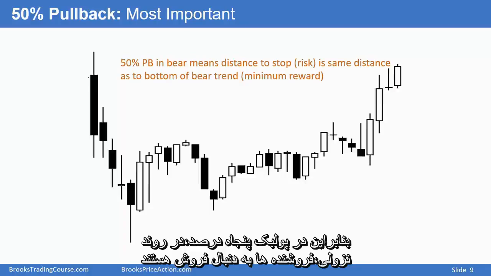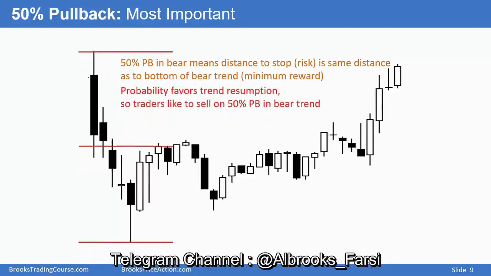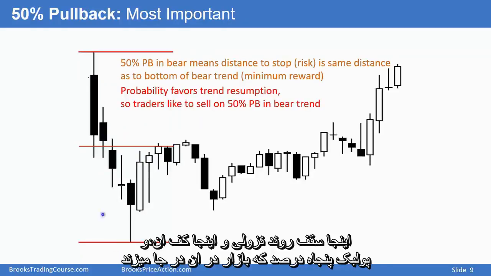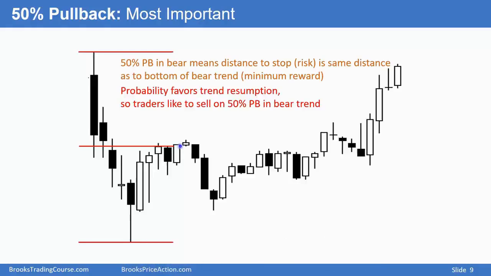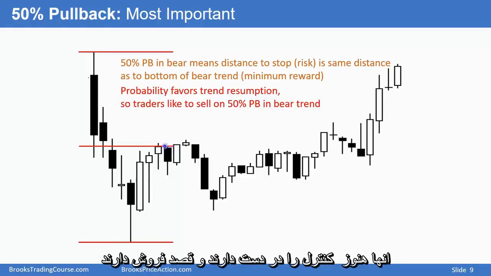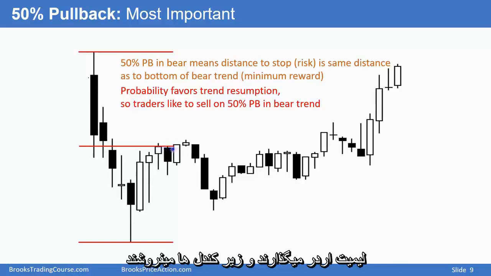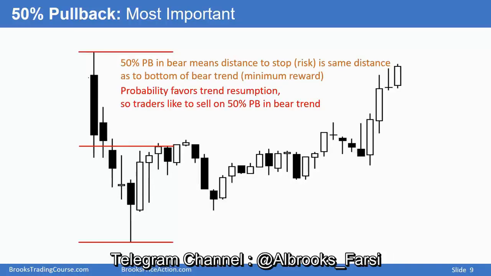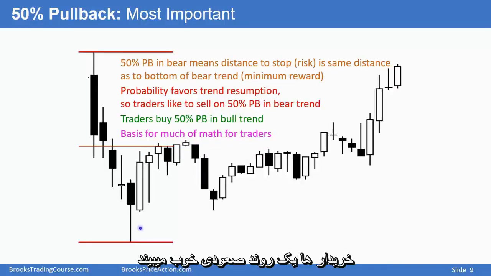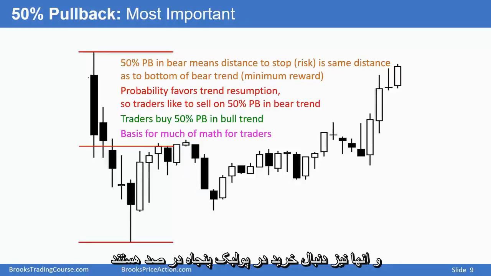So 50% pullbacks in a bear trend, the bears are looking to sell. So here's the top of the bear trend, the bottom of the bear trend, 50% pullback. We're stalling because the bears believe that they're still in control and they're going to be selling. They'll place limit orders, they'll sell below bars. Bulls see a pretty good bull trend at this point, and they're pretty confident, so they're looking to buy a 50% pullback.